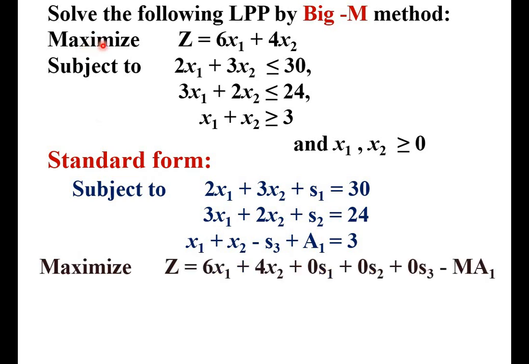And so you can write the objective function: 6x1 + 4x2 plus slack variables with 0 coefficient, surplus variable with 0 coefficient, and artificial variable with M coefficient. Now listen carefully about this sign. If the nature of the objective function is maximized, then it will be minus. If the nature of the objective function is minimized, then it will be plus.